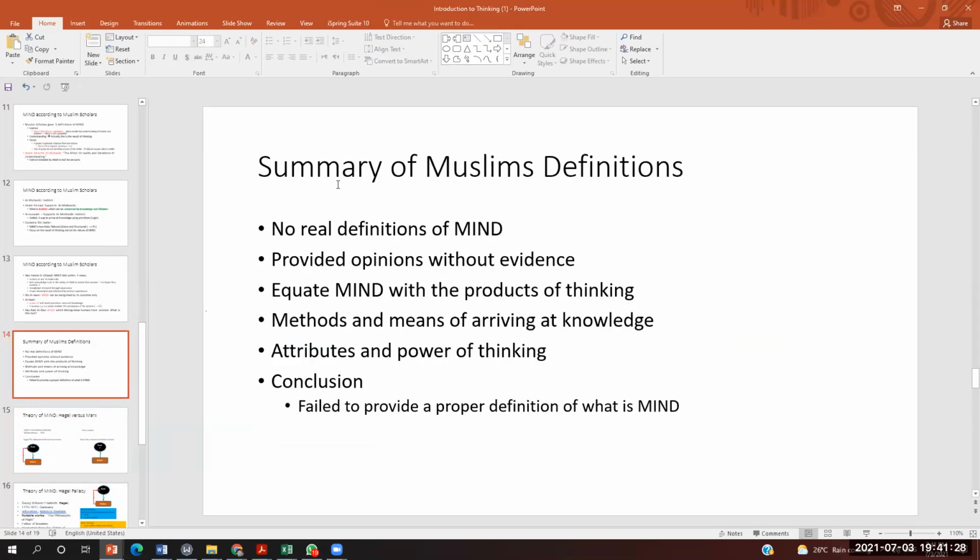Okay. So to summarize, as I said, no real definition, no evidence, they equate mind with products of thinking quite often. Methods and means of arriving at knowledge, they talked about those methods. The attributes and power of thinking, what enhances it, like wisdom and knowledge. But the conclusion, I would say they have failed to provide a proper definition of what mind is.